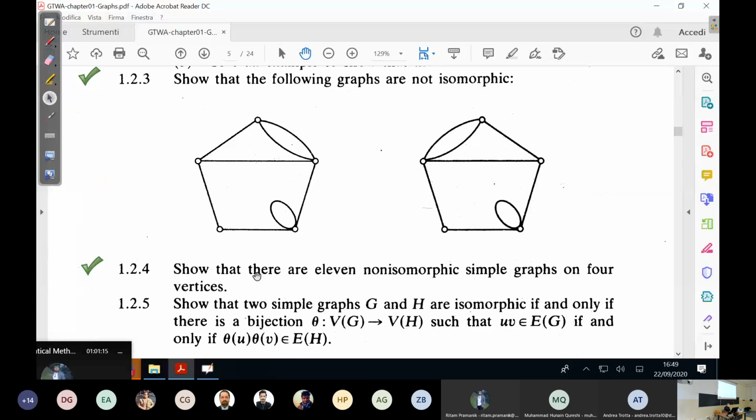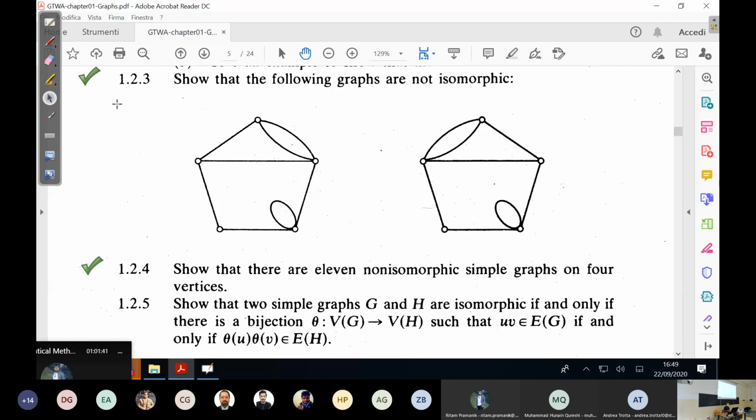I'll do this: show that there are 11 non-isomorphic simple graphs on 4 vertices. Why am I going to do it? Because I want you to understand these non-isomorphic simple graphs, the tricks which are in this statement, okay? But this is a very, very, very nice exercise.